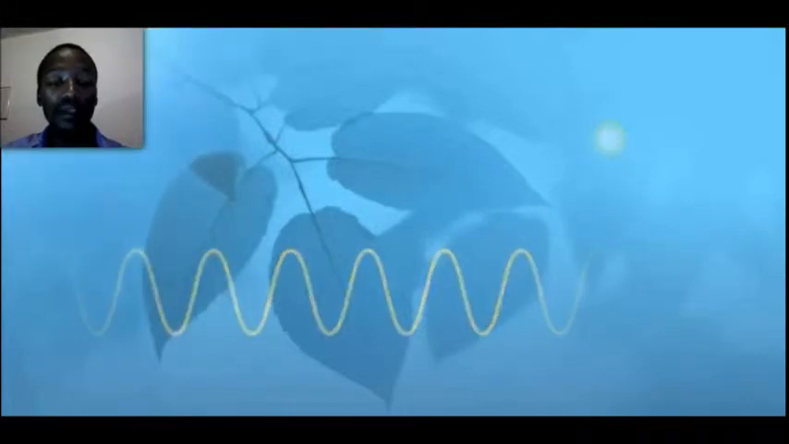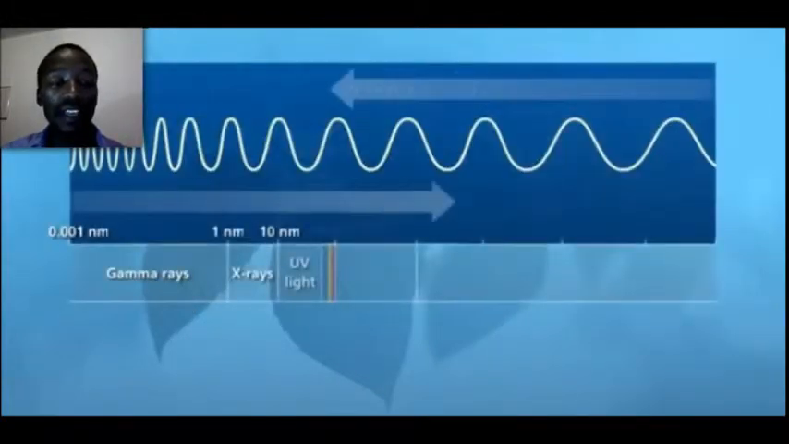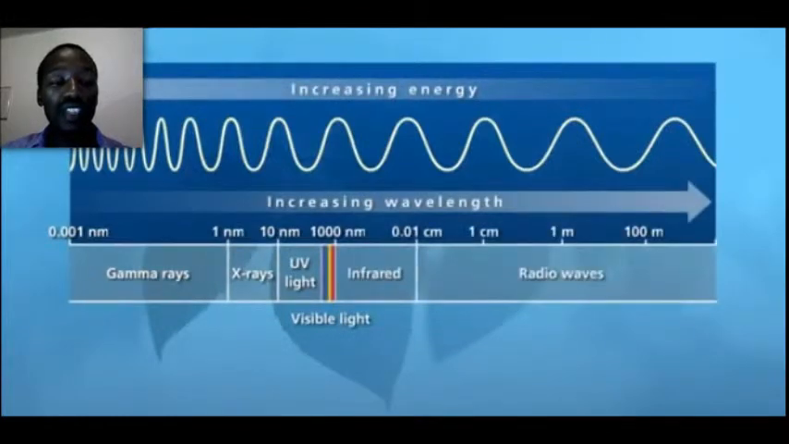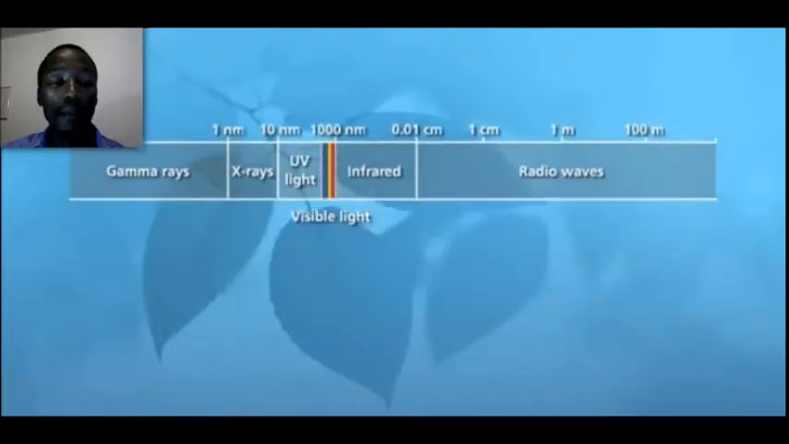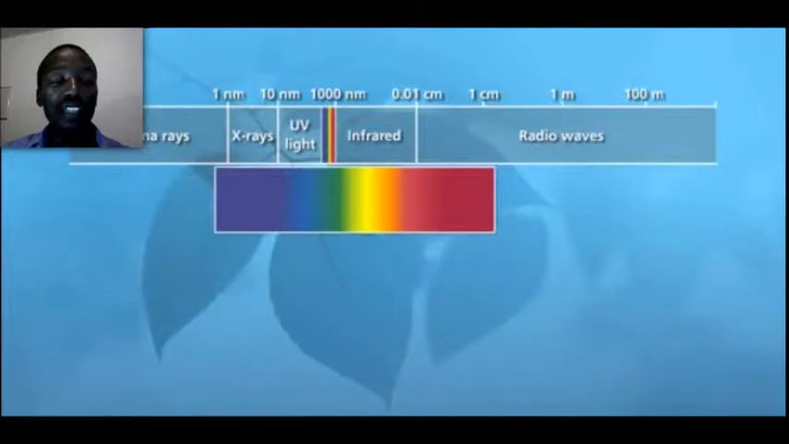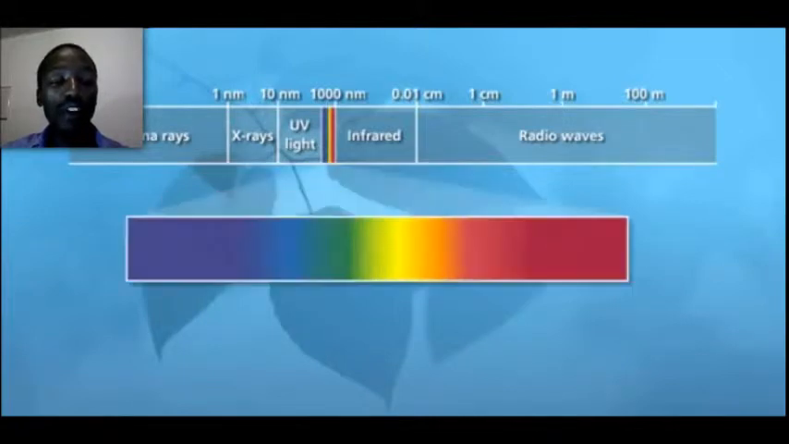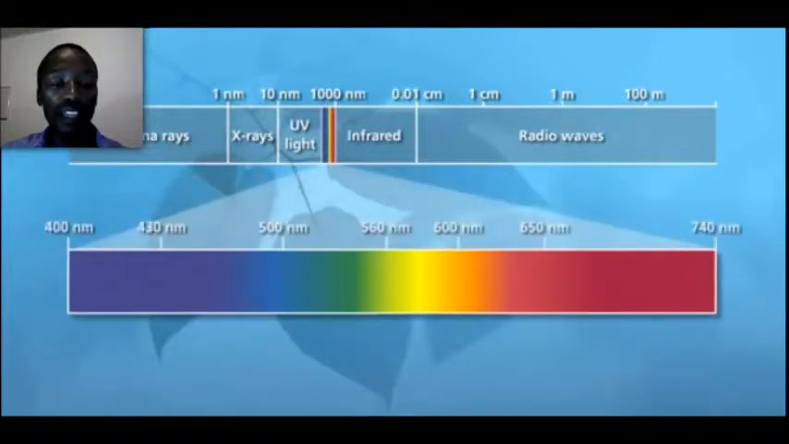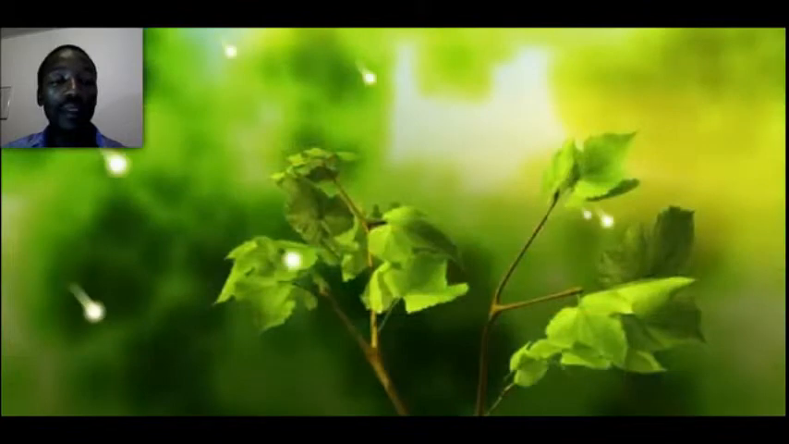The light emitted from the sun contains photons in a wide spectrum of wavelengths called the electromagnetic spectrum. Organisms use only a small portion of this electromagnetic spectrum, called the visible light. Photosynthetic organisms get their light as streaming photons from the sun.